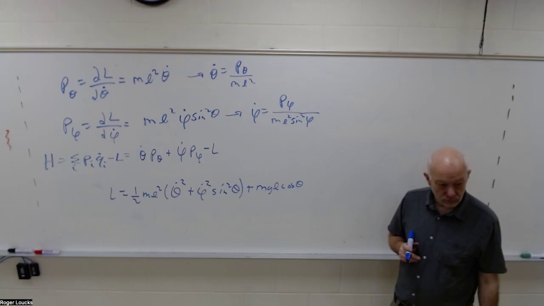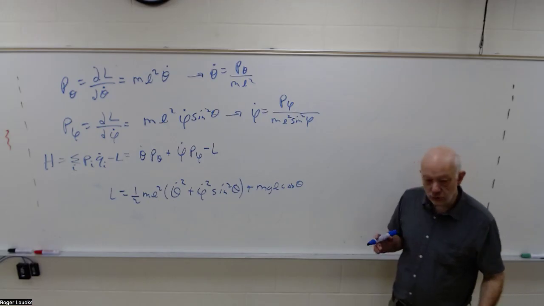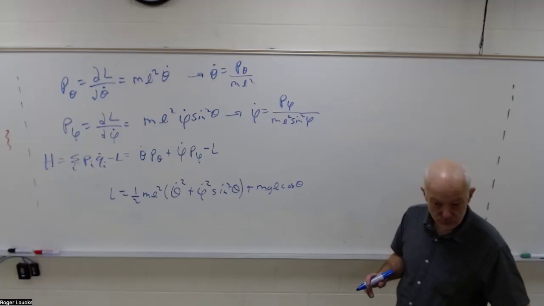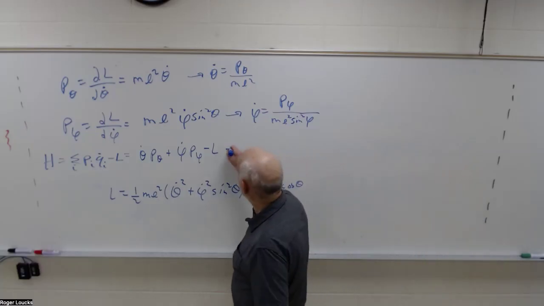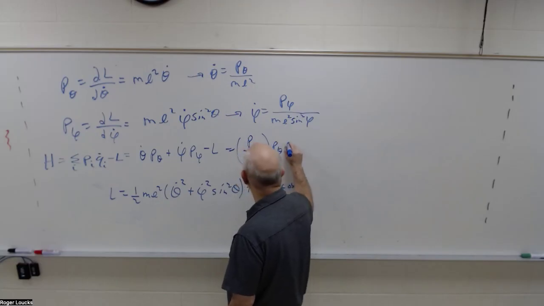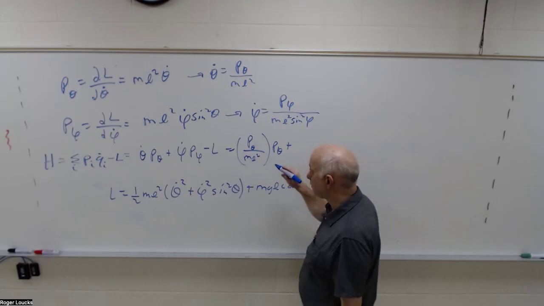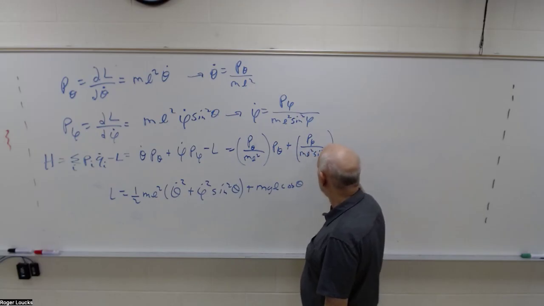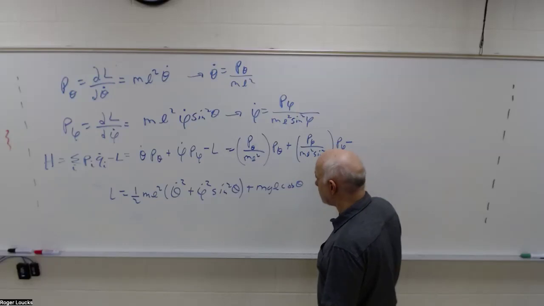That makes sense? Now, what do we have to do with all the q dots? We have to get rid of them. That makes sense? Let's get rid of them. So I have my theta dot up here, so this is p theta over m l squared times p theta. Plus what? My phi dot, my p phi over m l squared sine squared theta, times p phi, minus my Lagrangian.